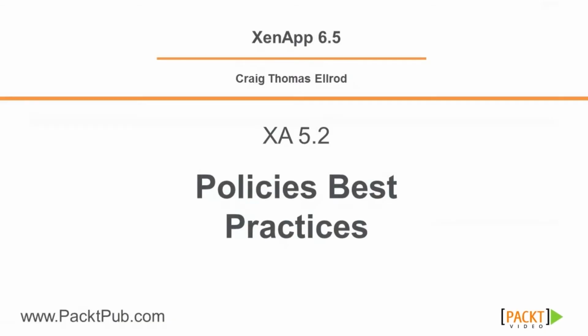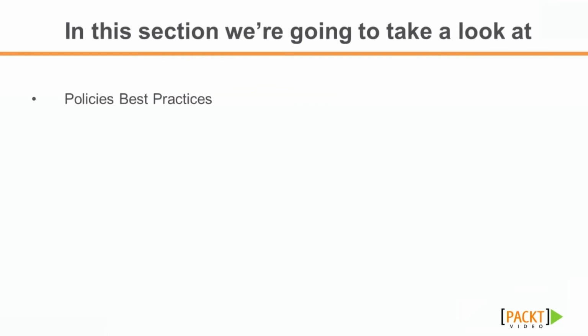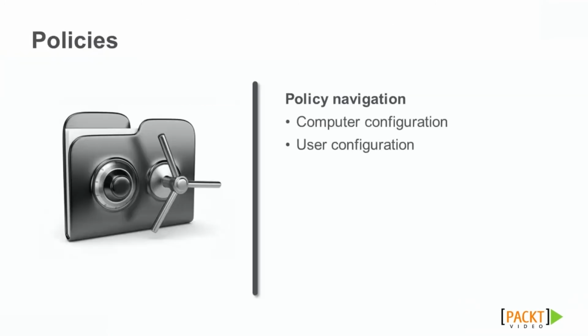Let's take a minute to talk about policies and best practices. In Active Directory, policy settings are collected into two main categories, computer configuration and user configuration. Computer configuration settings pertain to servers, regardless of who logs on. User configuration settings pertain to users accessing the server, regardless of where they log on. XenApp policies and settings are collected into similar categories, computer and user. Computer policy settings pertain to XenApp servers and are applied when the server is rebooted. User policy settings pertain to user sessions and are applied for the duration of the session.